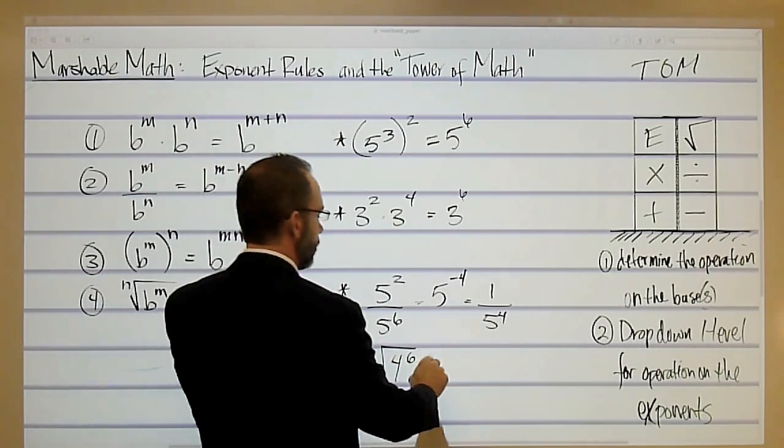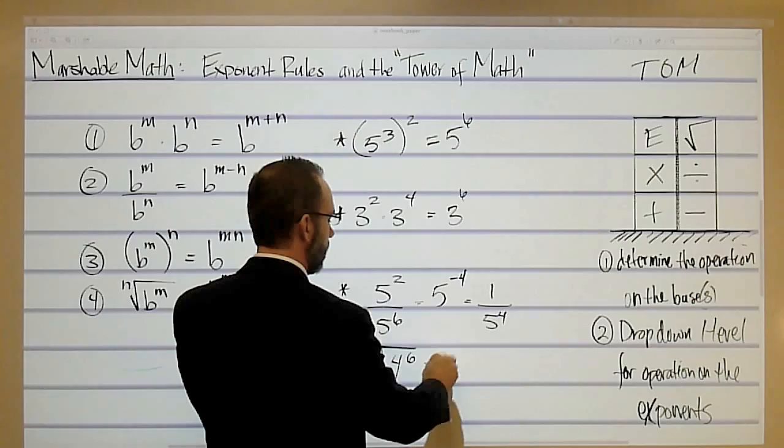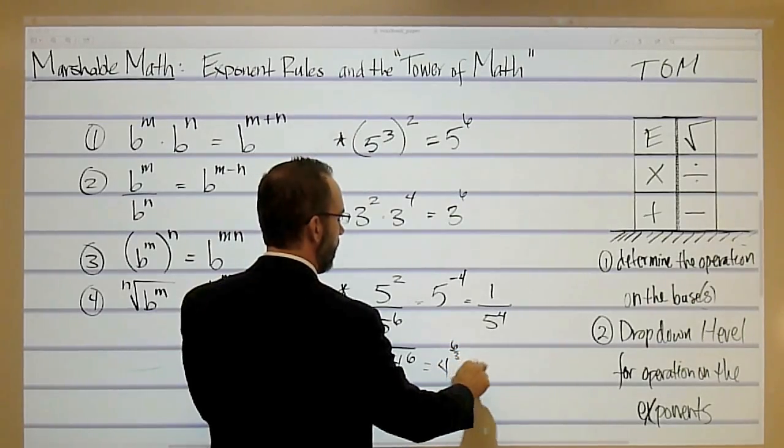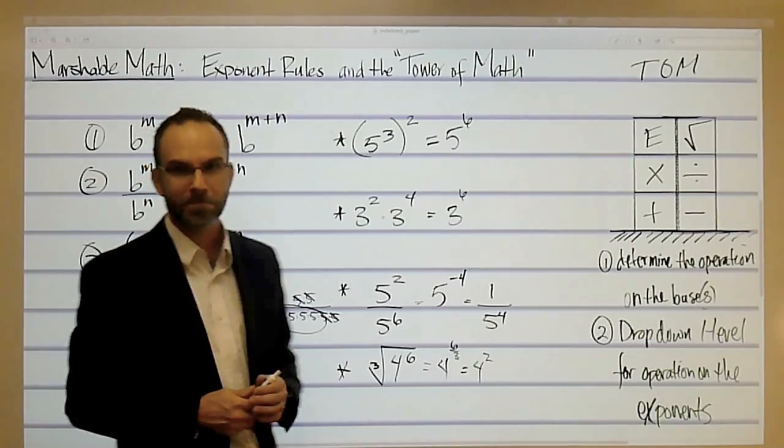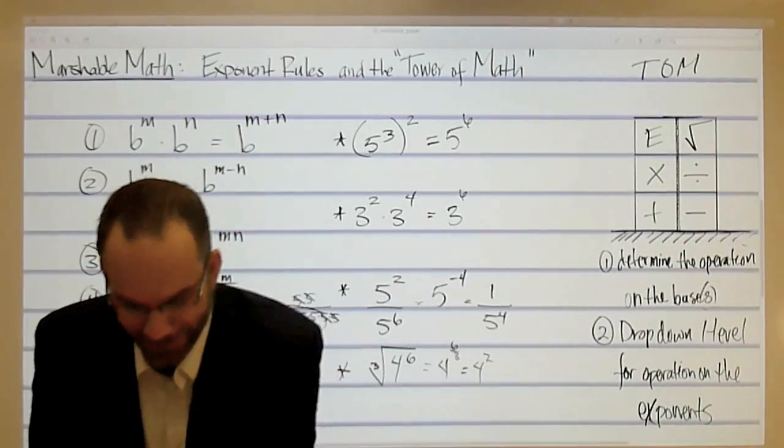All right, this one here. This one should be 4 to the 6th divided by 3, and that's going to be 6 divided by 3. Should be 4 squared. Did you get that? Okay, good. Let's try some others.